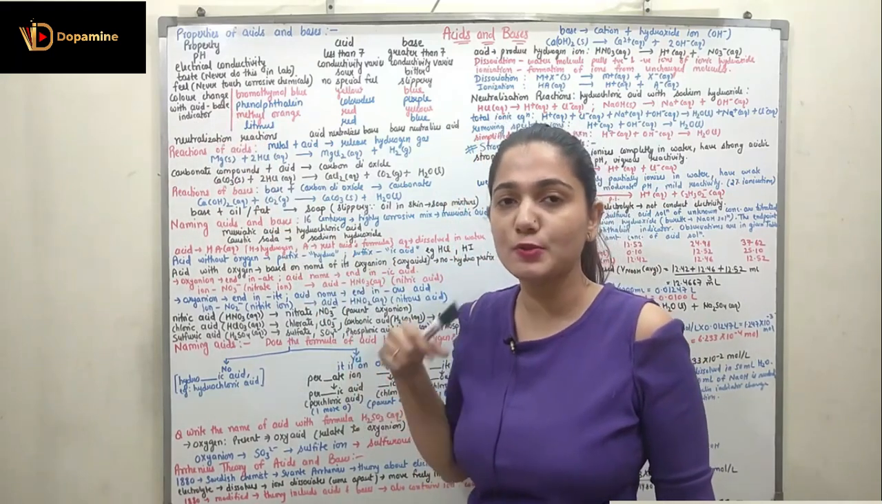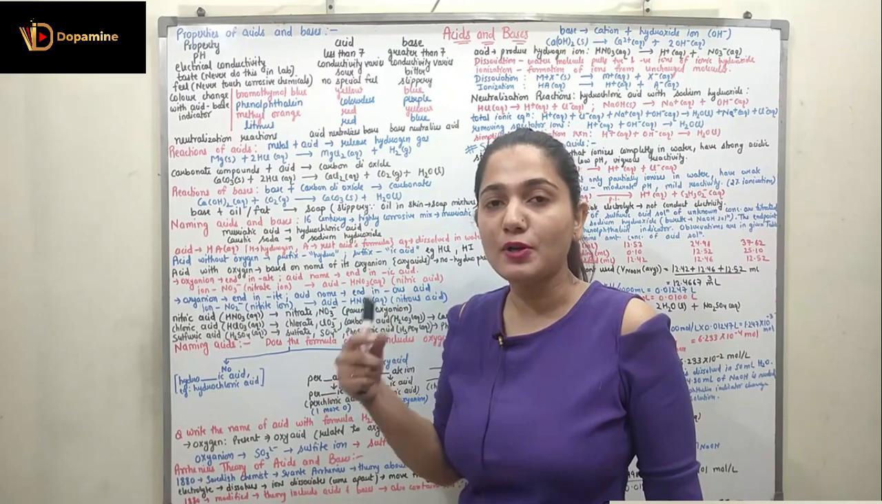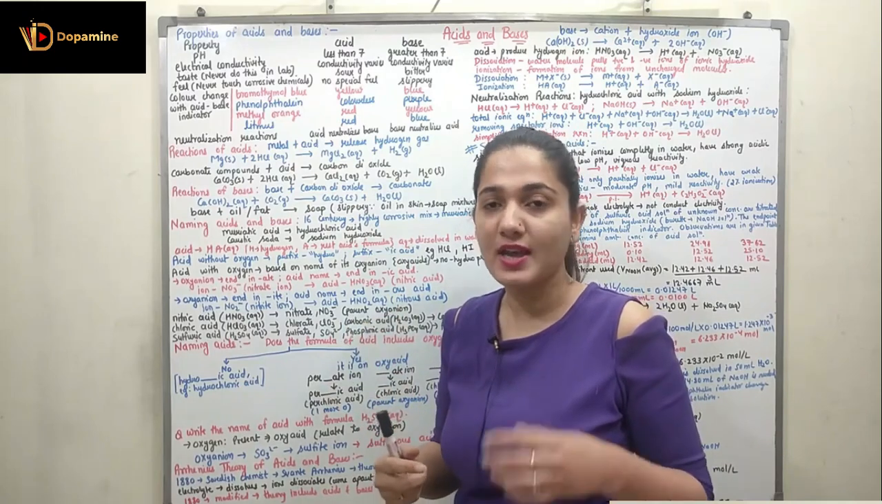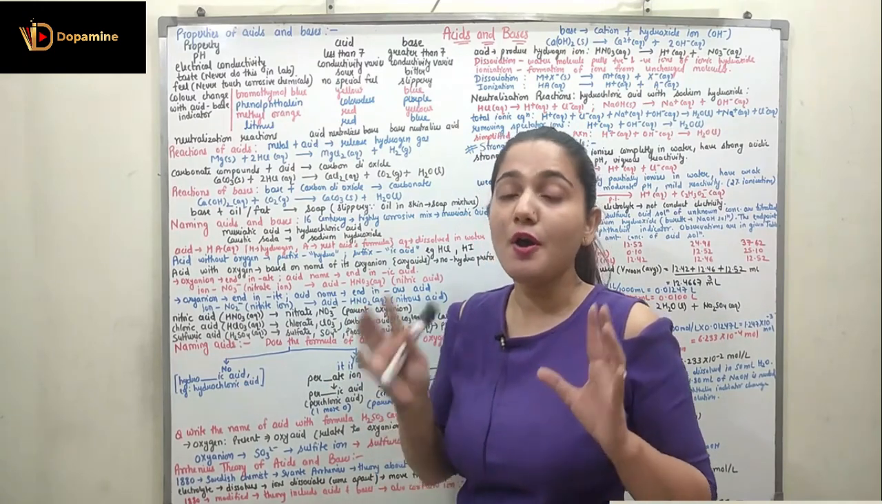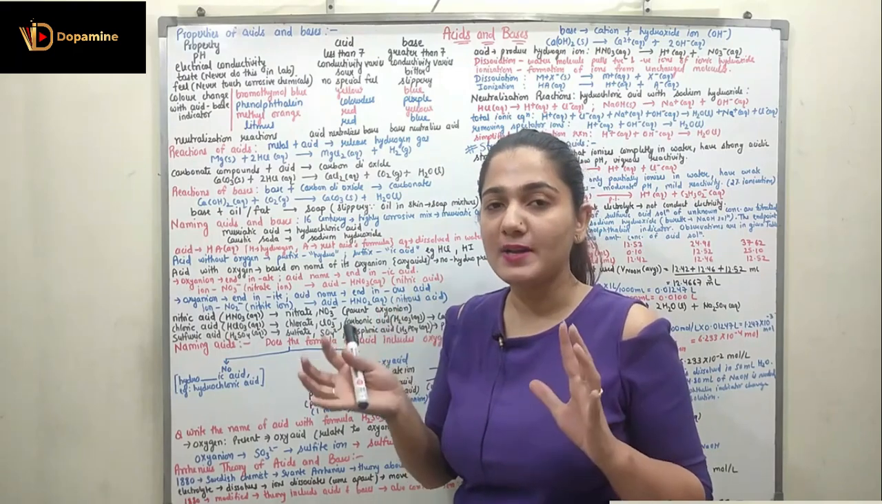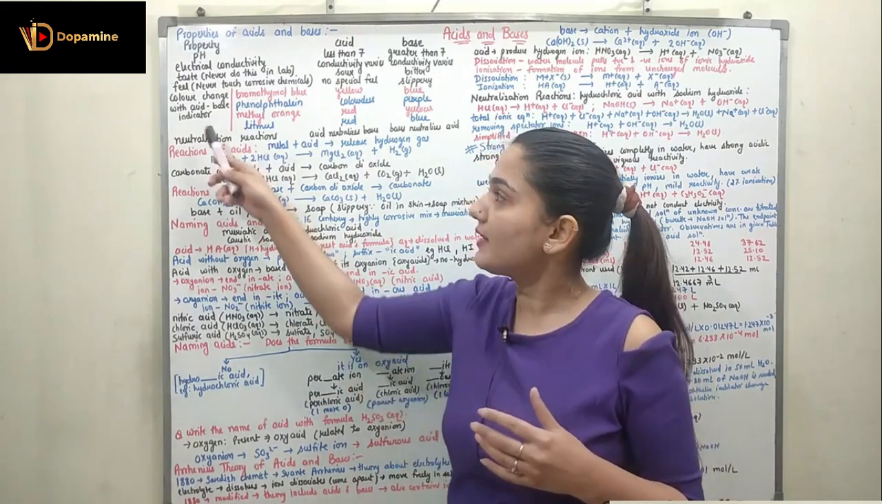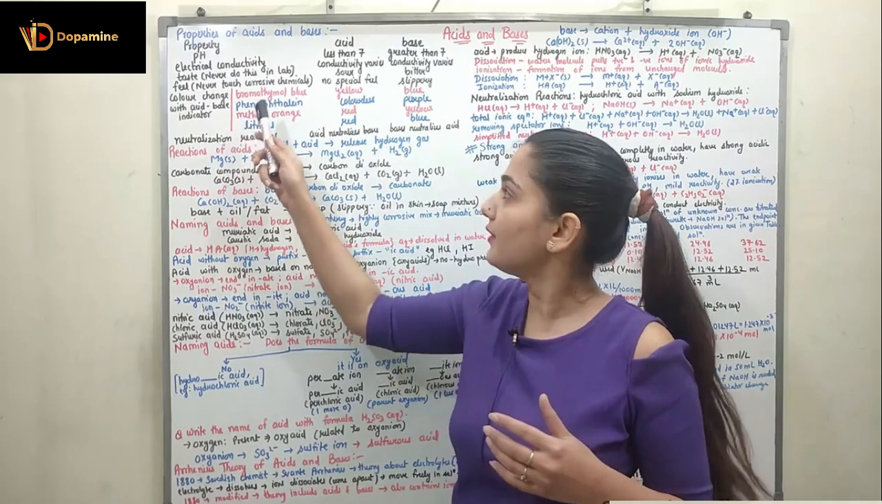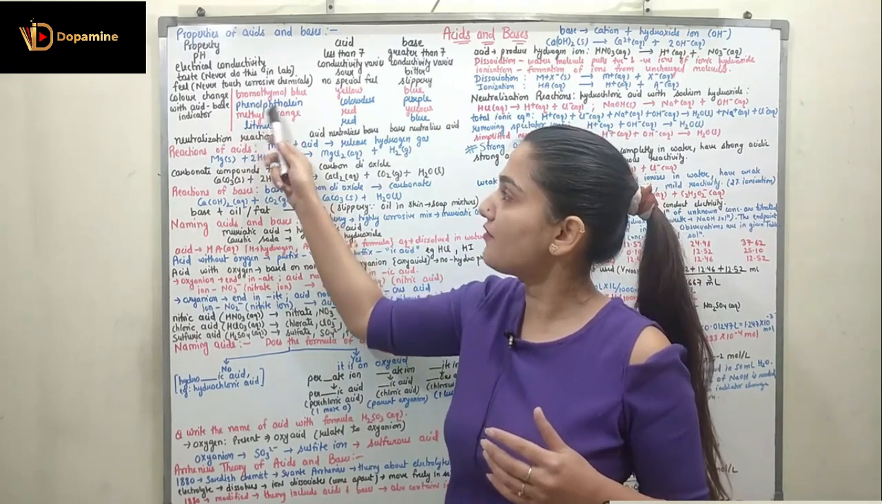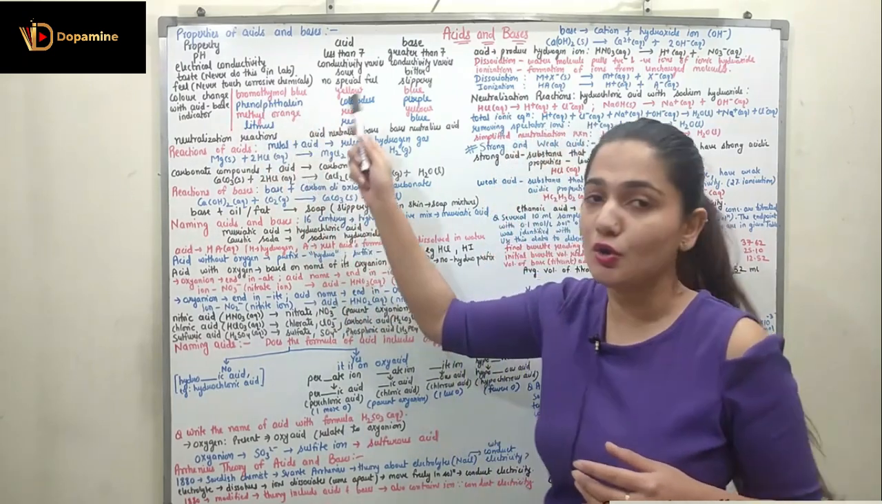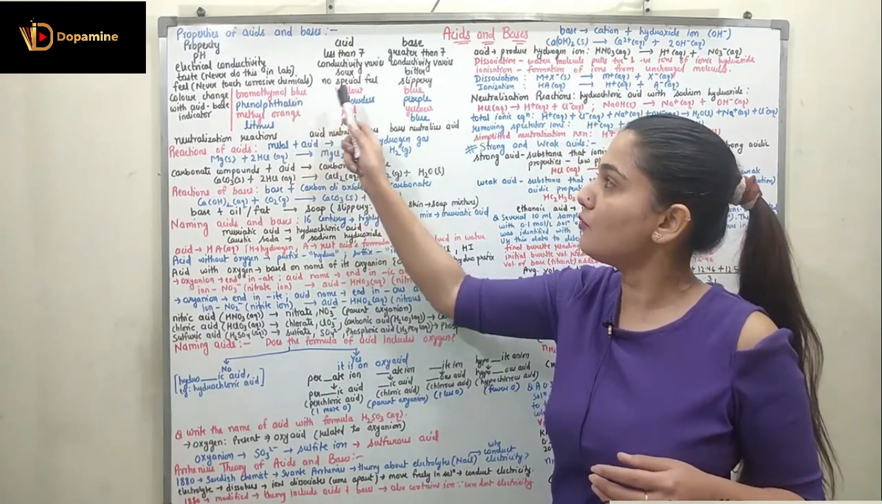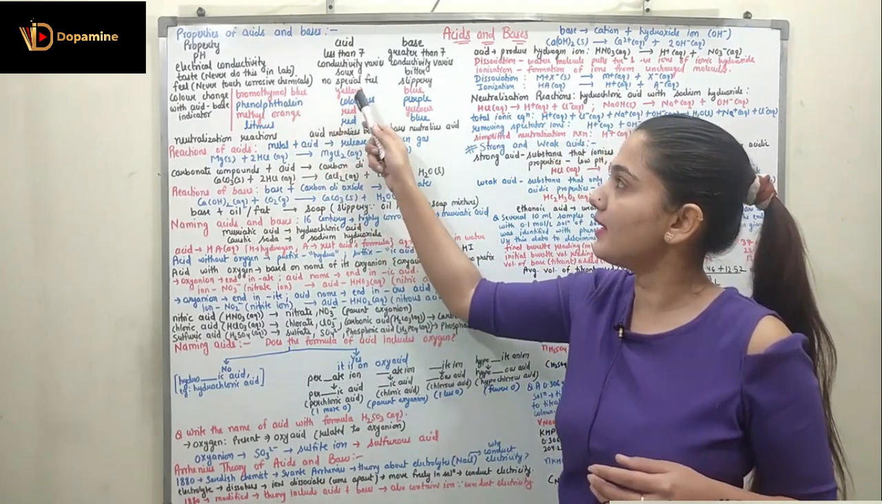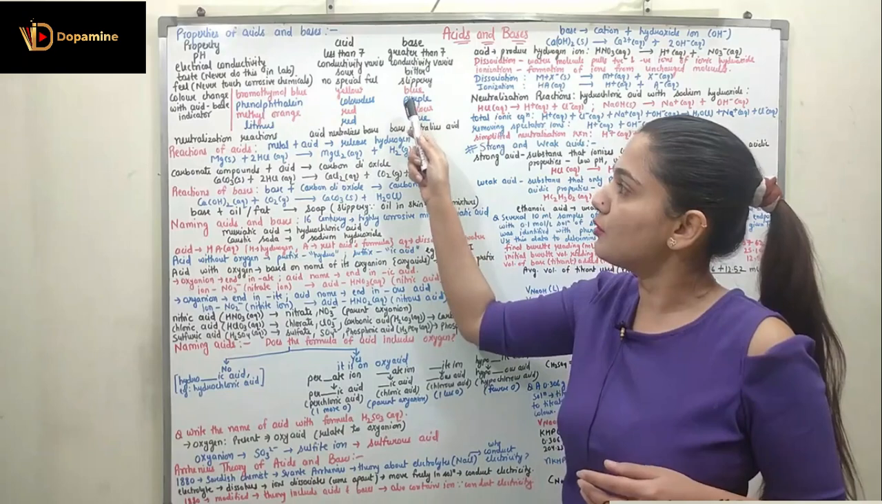Now coming to the next property, which is color change with acid-base indicators. We have some indicators which change color if I put acid into them or if I put base into them. So based upon the acid or base, the indicator is going to change color, right? The first indicator is bromothymol blue. If I put bromothymol blue in acid, it will turn yellow. In base, it will turn blue.